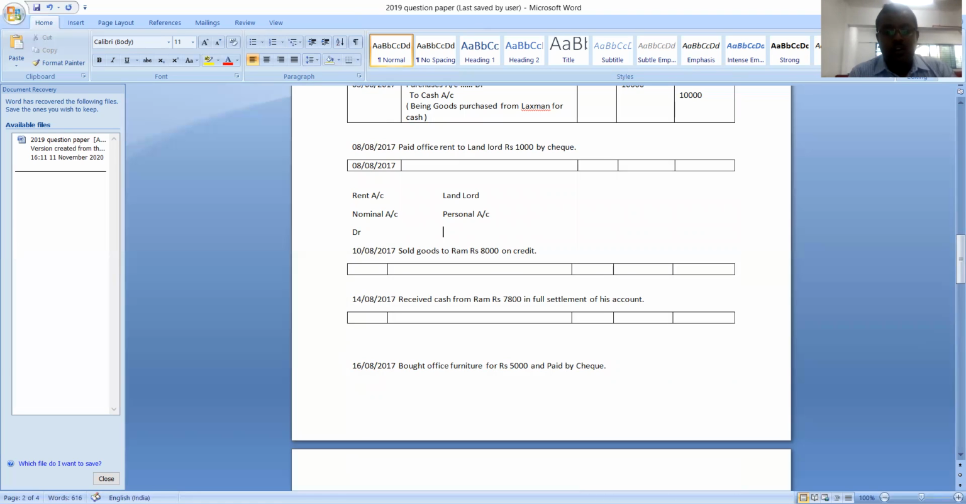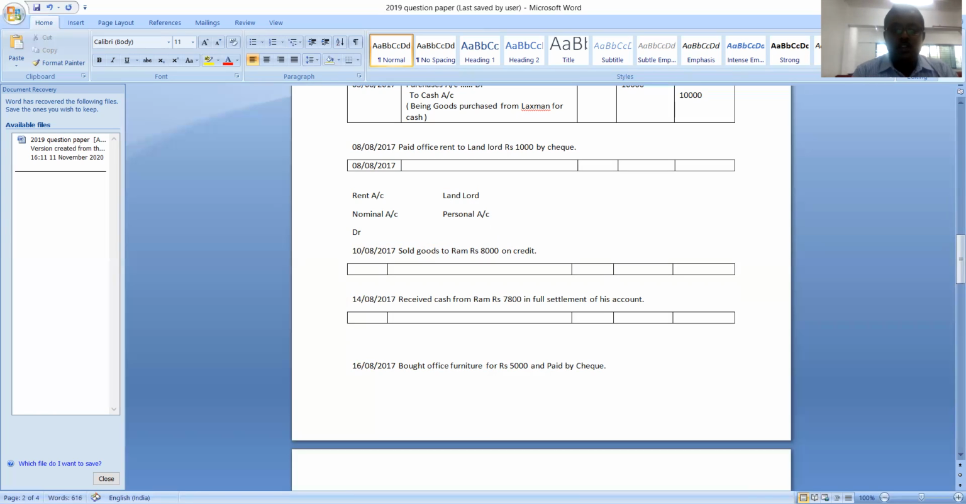What about landlord account? Landlord account is personal account. Here paid office rent to landlord means landlord is the receiver. Understood. So what is the rule of personal account? Debit is the receiver, credit is the giver. So here landlord is the receiver. We have to debit his account here. Here both the accounts are showing what? Debit only. Actually, one account should show debit balance and another account should show credit balance. Are you getting my point?